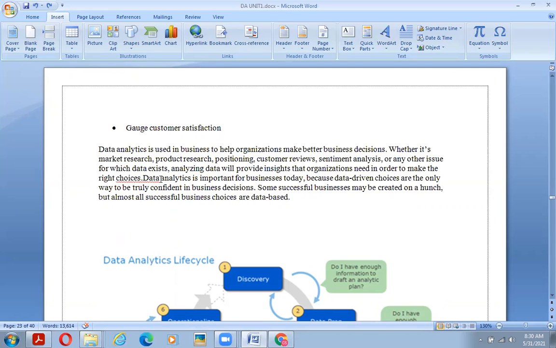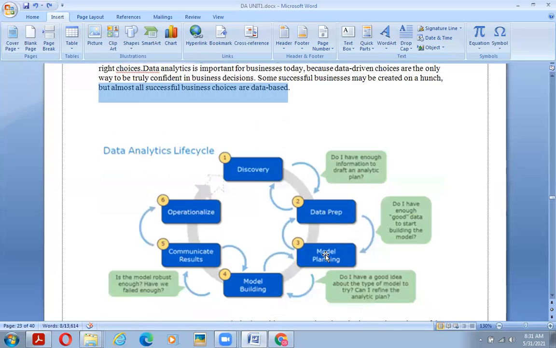Because they are giving a new aspect, and pattern analysis for the given resources we have, that is better for our future. Some successful businesses may be created on a hunch, by instinct. But almost all successful business choices are data based. We try to study this and then go on.